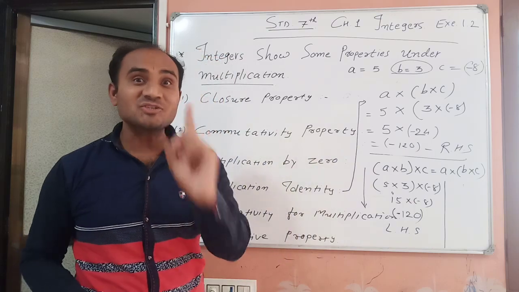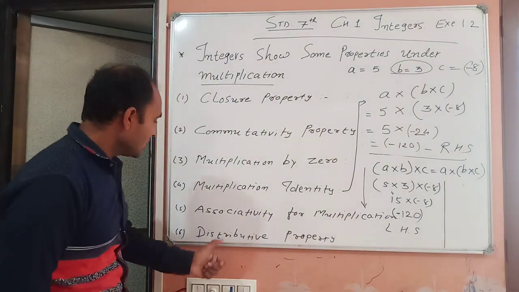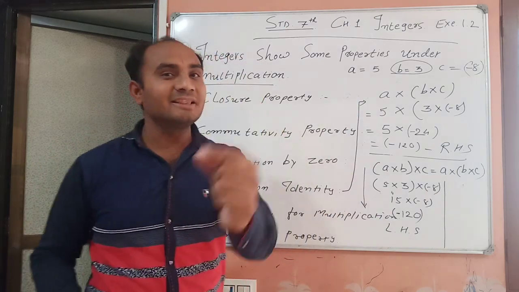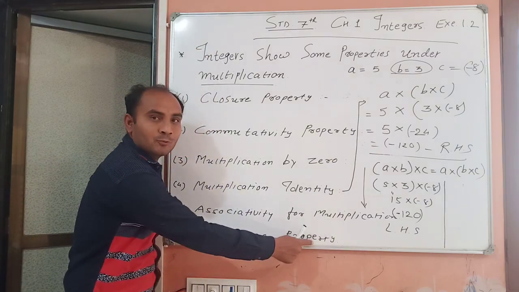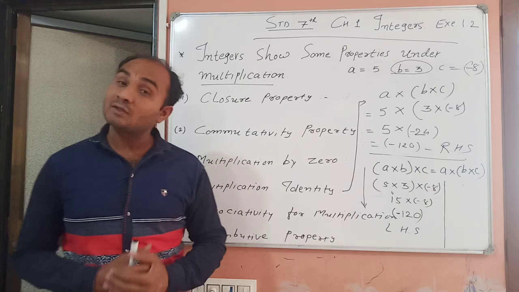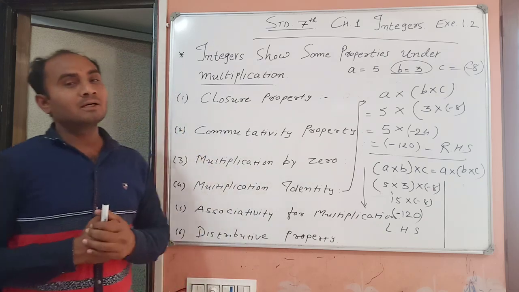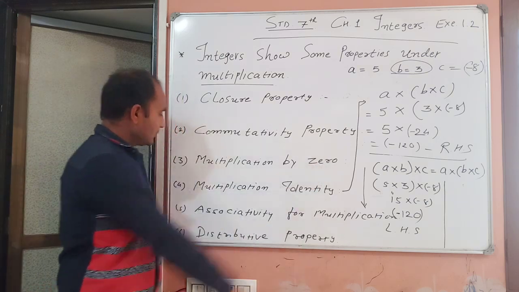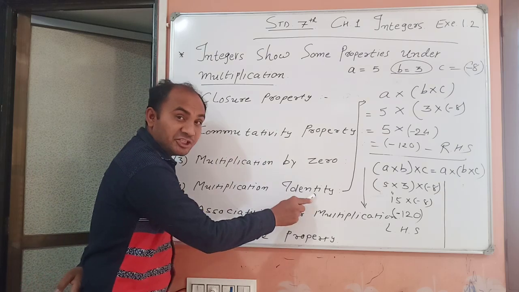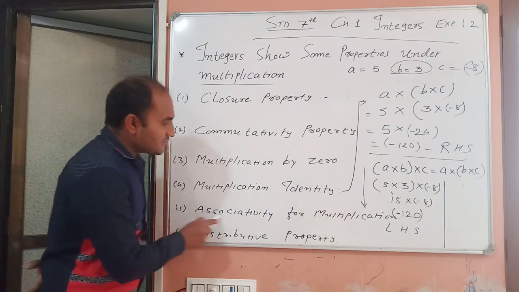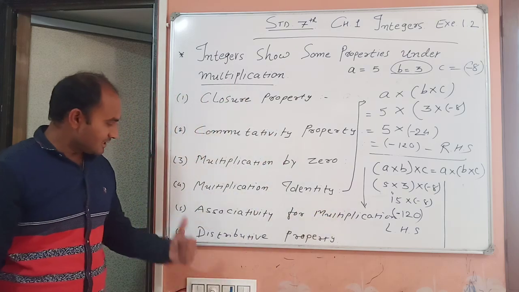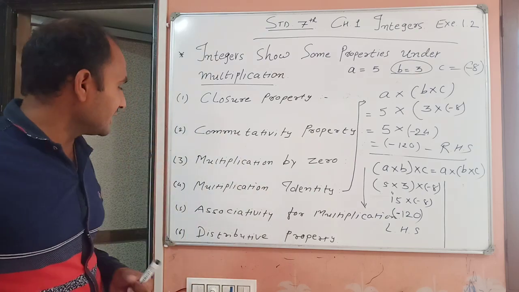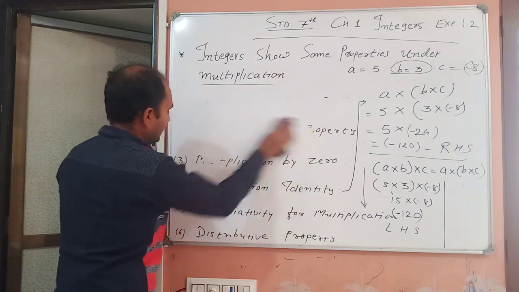And last one, the last property of multiplication, the distributive property. First let's revise all the properties and then I will explain the distributive property. First one is the closure property. Number 2, commutative property. Number 3, multiplication by 0. Number 4, multiplication identity. Number 5, associative for multiplication. And number 6, distributive property. Now I will explain the distributive property. First I will draw all the properties.